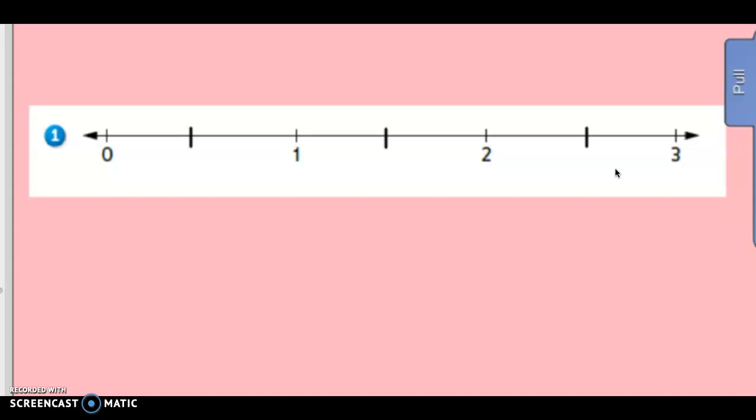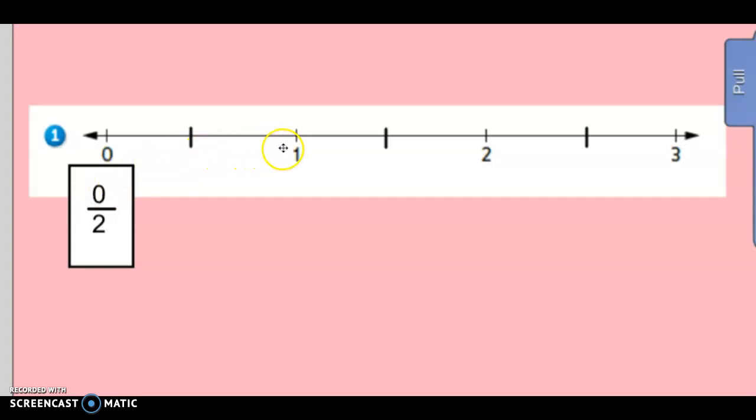Let's partition this number line. If I start at 0, how many halves do I have to travel? Or do I travel? I'm starting at 0. I'm staying on 0. How many halves do I travel? That's right. I've moved 0 halves. So I'm going to label this with the fraction 0 halves.